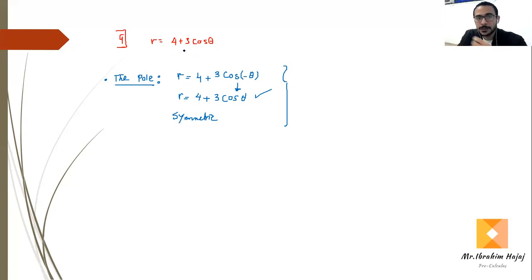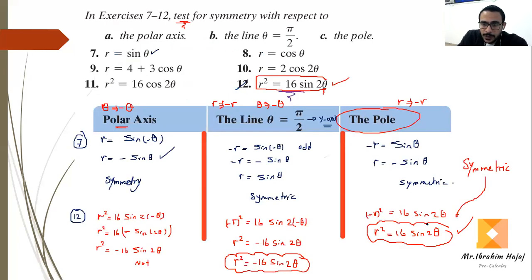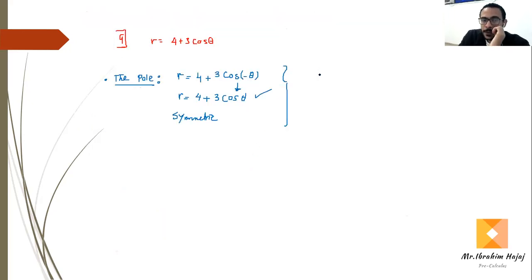Yes, guys, r equals a plus or minus b cosine theta. Is it limaçon or lemniscate? Limaçon. If it were a lemniscate, r squared equals a squared cosine 2 theta. So for sine, it's symmetric about the pole only. For the cosine, if it's a lemniscate like the last one, it's symmetric about all. But when it's a sine and the lemniscate r squared equals a squared sine 2 theta, it's symmetric about the pole only. If cosine, it's symmetric about all three. Here it is a limaçon.